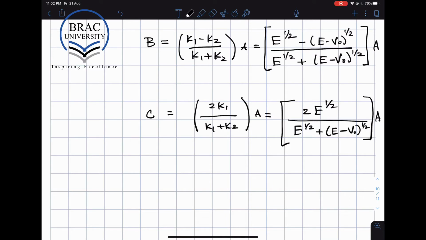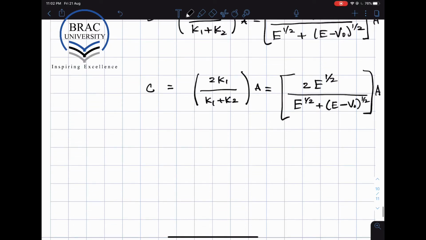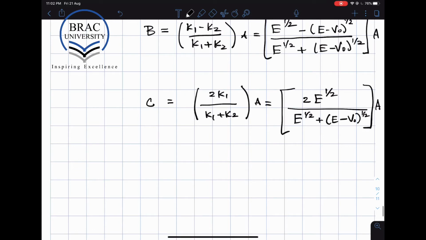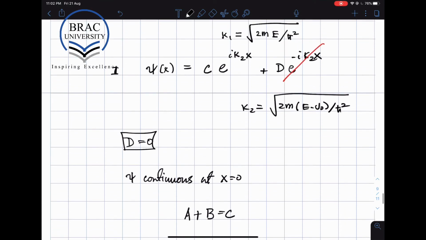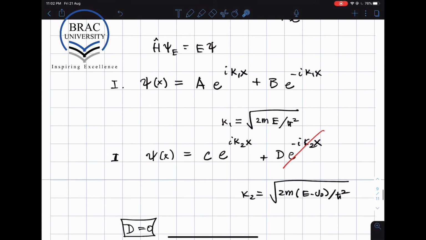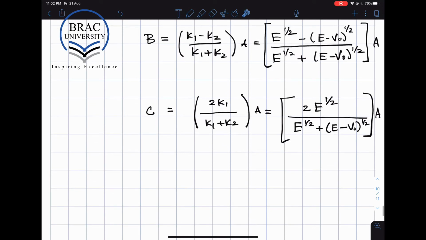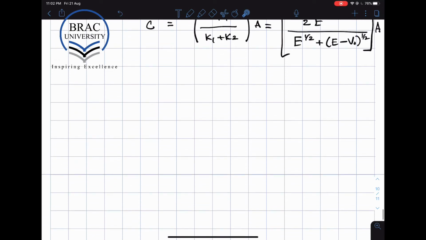So what we can now do is that we can express these two relationships, these two expressions for the wave function as one equation. So to do that, we have to introduce something called the Heaviside step function.